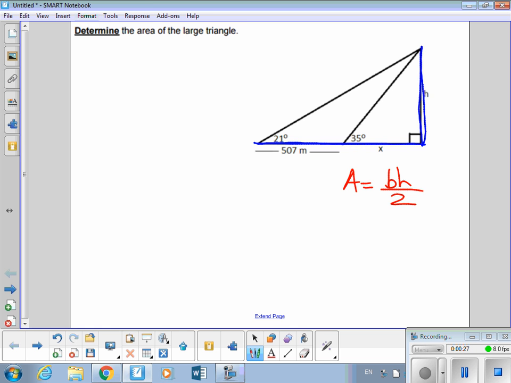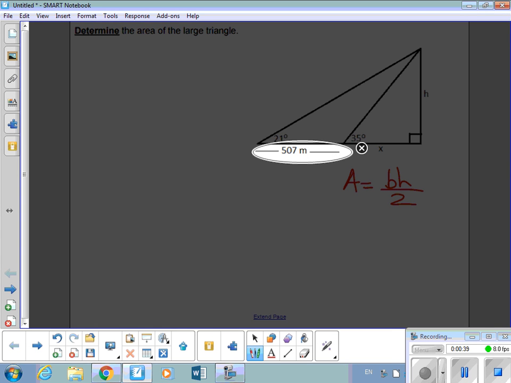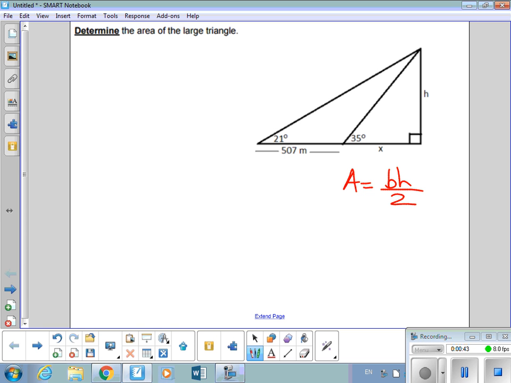Now you can see that obviously I don't have the height, so I'm going to have to find that. I also only have part of the base. So I have the 507, but I need to then also find x. So you can see in this diagram that there are numerous triangles. So the first thing I would do is separate the two triangles and see what I do know.